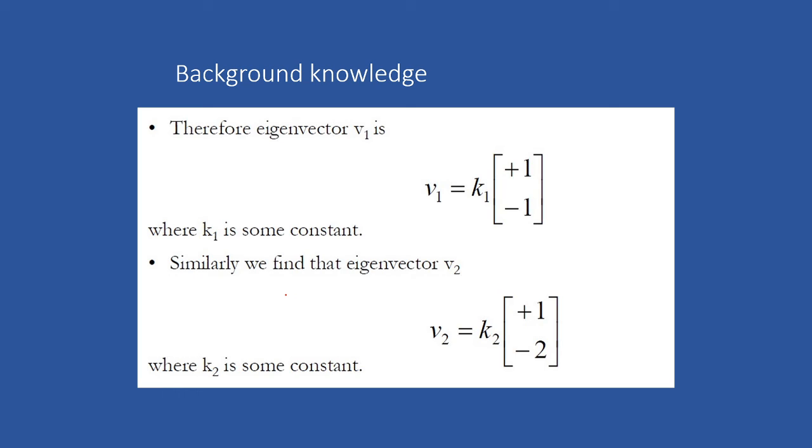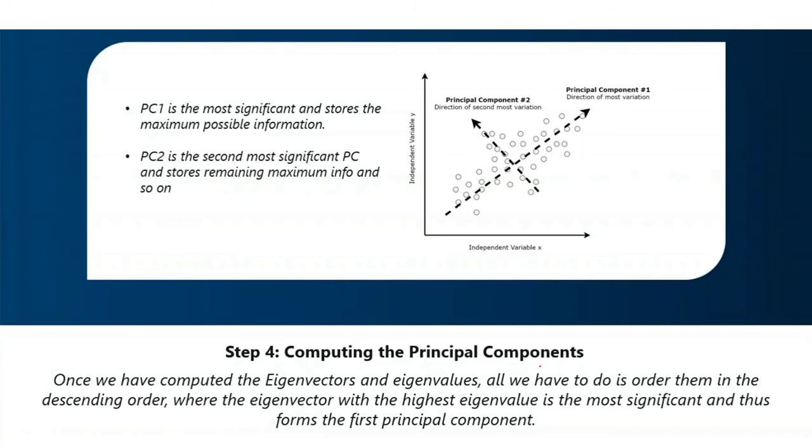So this is again the eigenvector value we are talking about, whether it could be the plus one value and then the minus one value. After simplifying it, the eigenvector v1 value will be k1 of plus one and then minus one, and then the eigenvector v2 value will be plus one and then minus two. And here k1 and k2 are the constant values that we will be using.